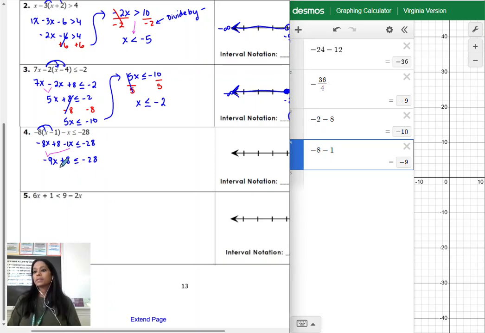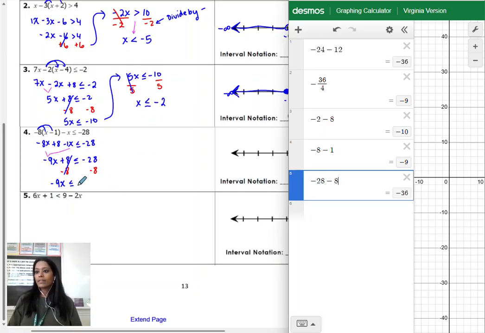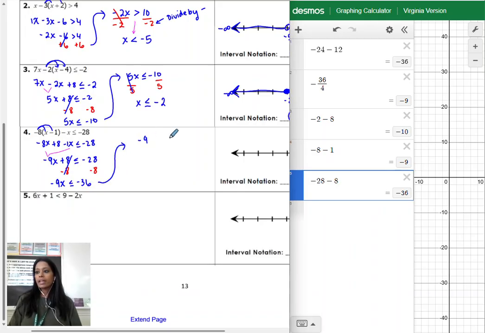And then just keep solving. Subtract 8 on both sides. That gets crossed out, so you have negative 9x that's less than or equal to negative 28 minus 8, which is negative 36. Okay, so this is where we are. I'm just rewriting it. Negative 9x is less than or equal to negative 36.